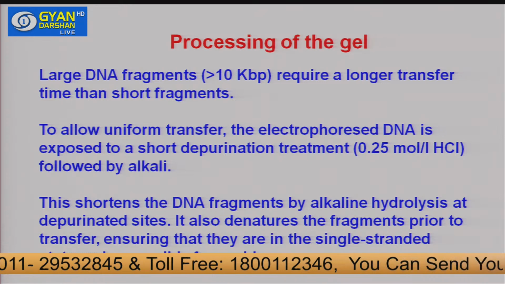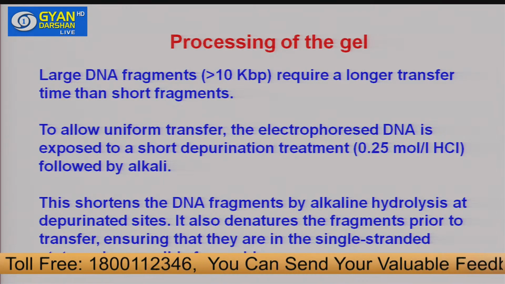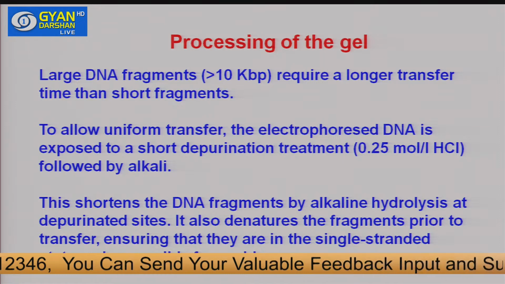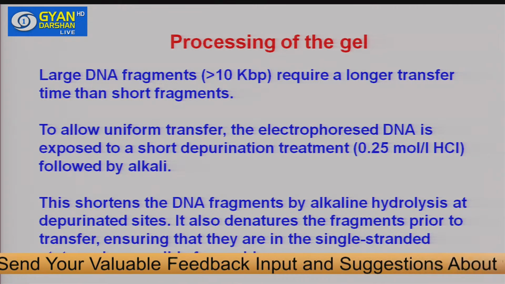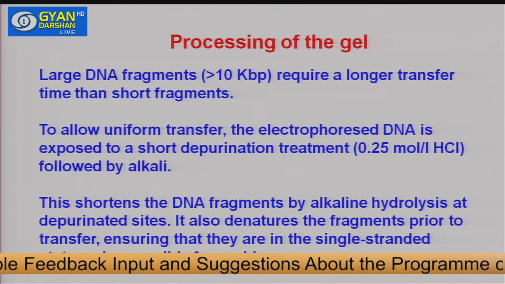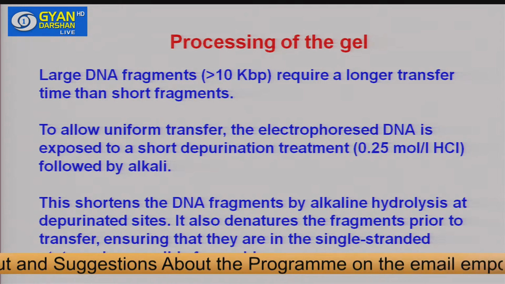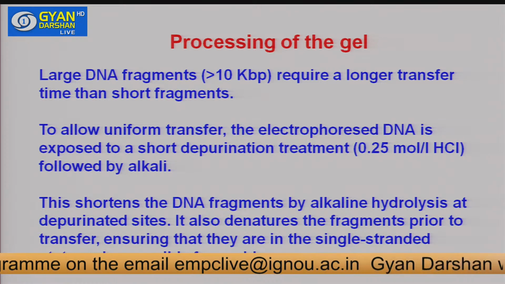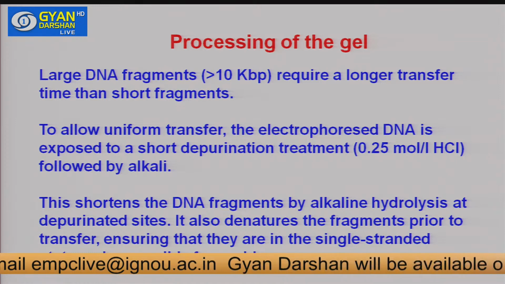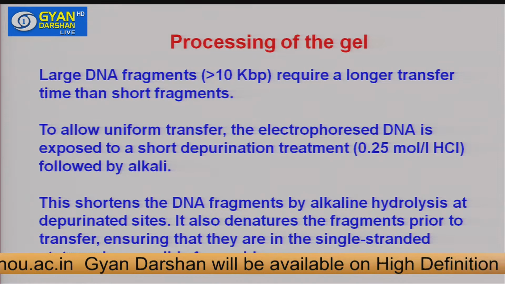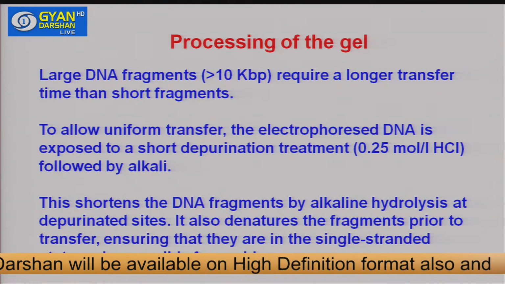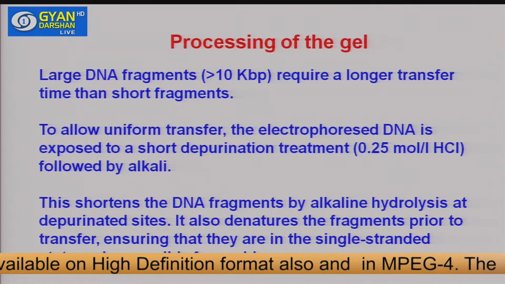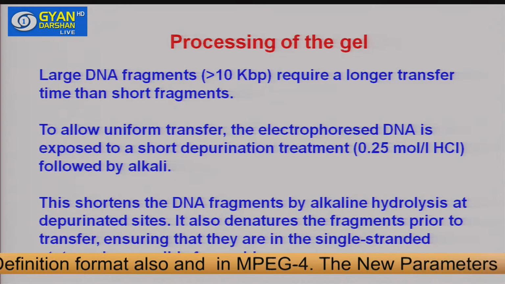That means after the gel run is complete, you need to process the gel before you transfer it to the membrane. For instance, initially you need to treat the gel with hydrochloric acid for depurination. And after depurination, you expose it to alkaline hydrolysis at the depurinated sites so that it denatures the fragments prior to the transfer. So this denaturation step in presence of alkali is very important. Sometimes we need to treat it with a neutralization solution after hydrolysis.